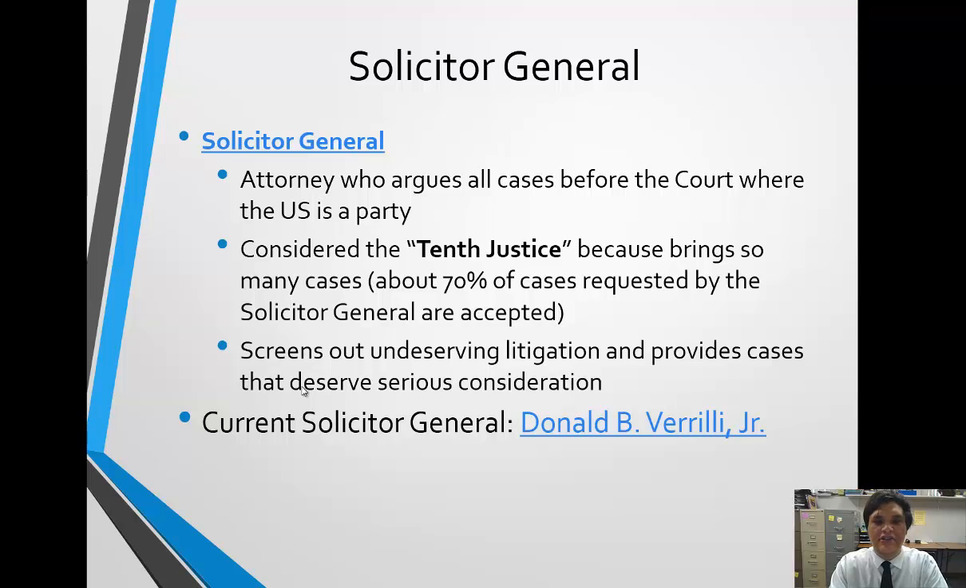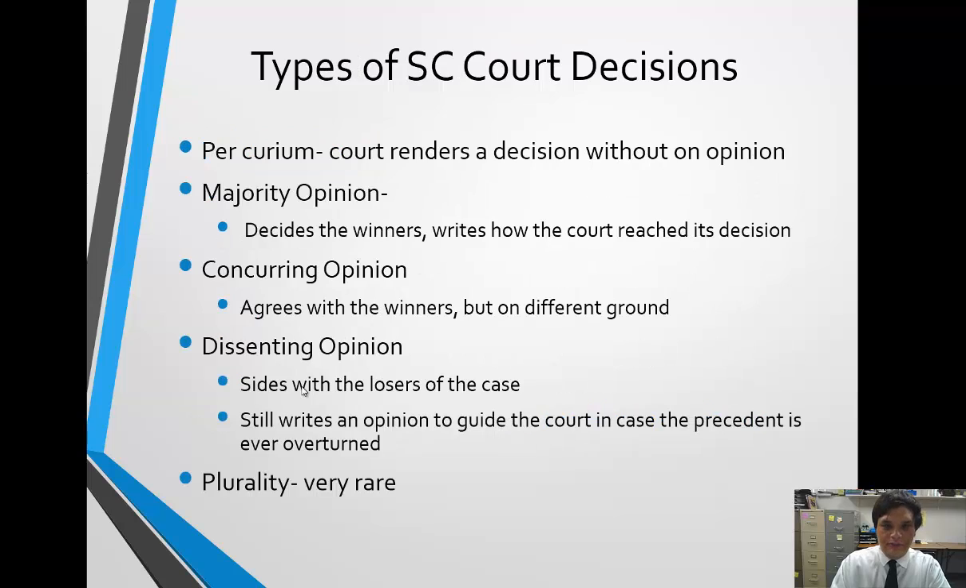The current Solicitor General is Donald Verrilli Jr. I have a link to his website there. You can read up just a little bit more about the Solicitor General if you want to, and what he does and what his duties are and things like that. So, all right. So that's the Solicitor General.